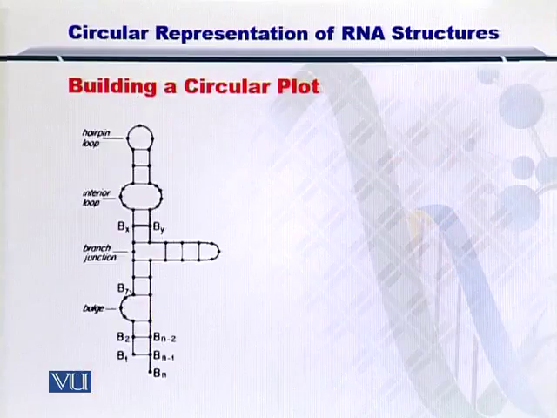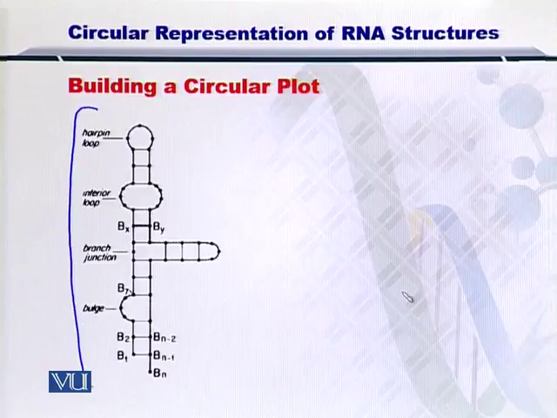So given an RNA secondary structure like that, which comprises hairpin loops, interior loops, the junctions or the intersections, and bulges, how can we find out that pseudoknots exist within this structure?